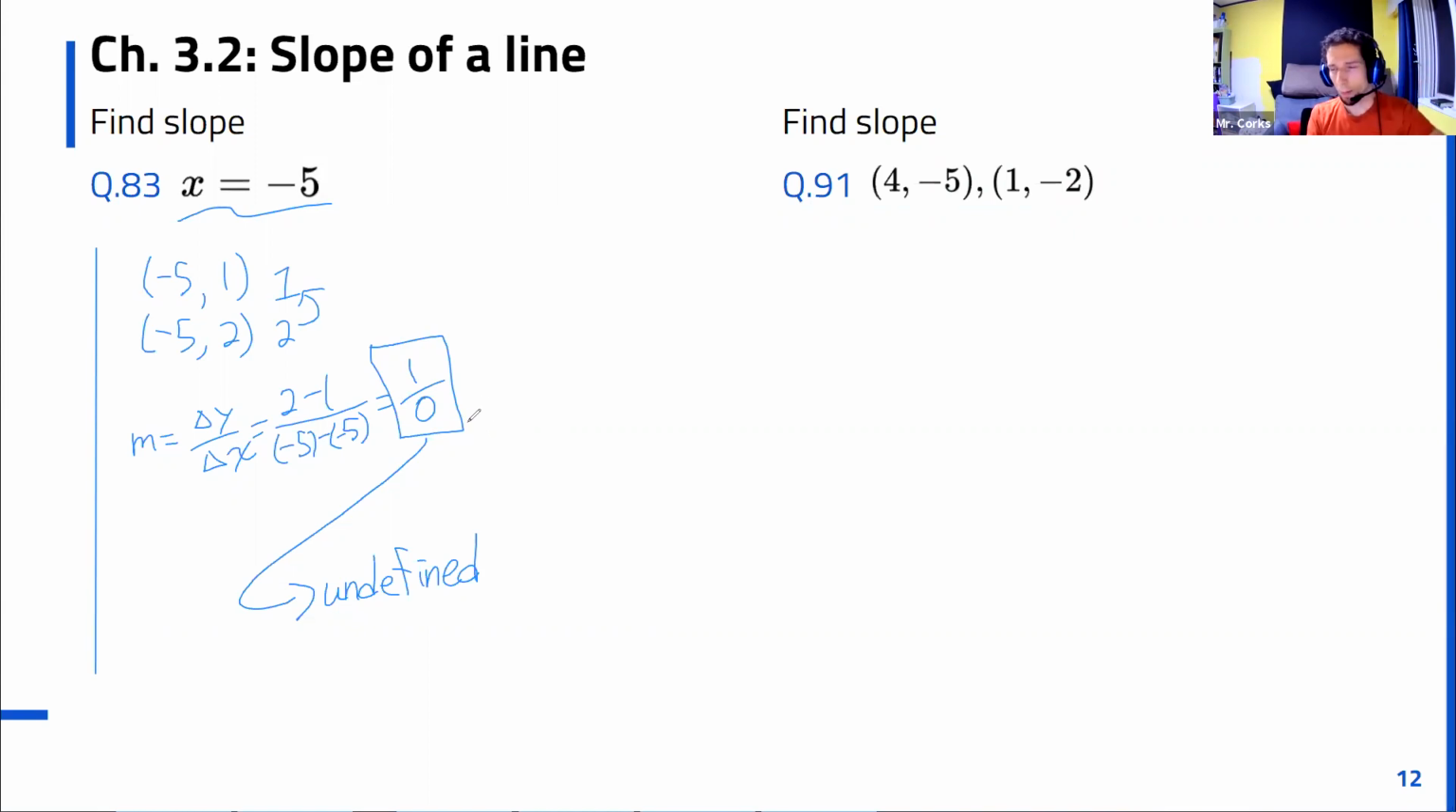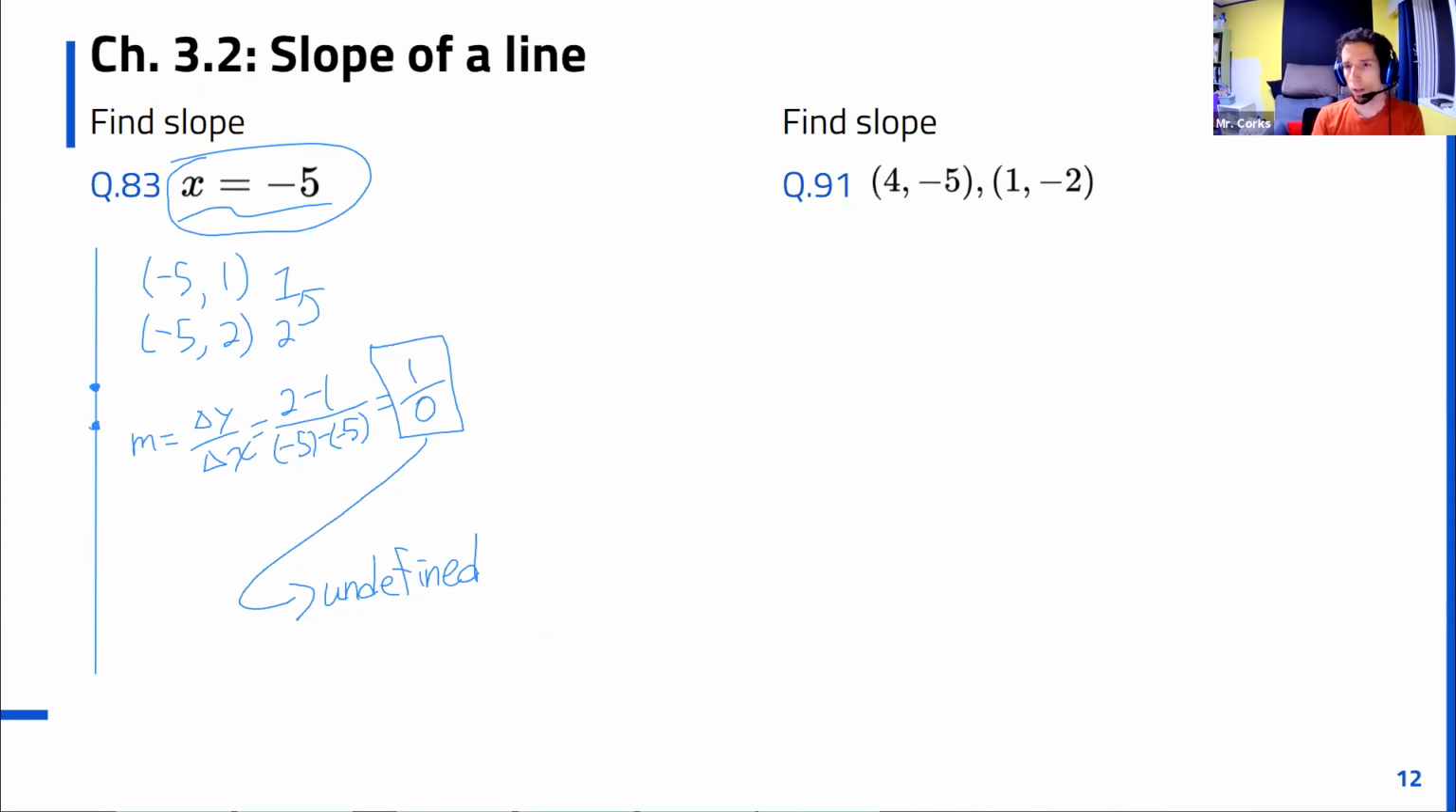So we can't have a number for the slope, but we do remember that this special case just gives us a perfectly vertical line, because these 2 points would be just right on top of each other, like this, for example.